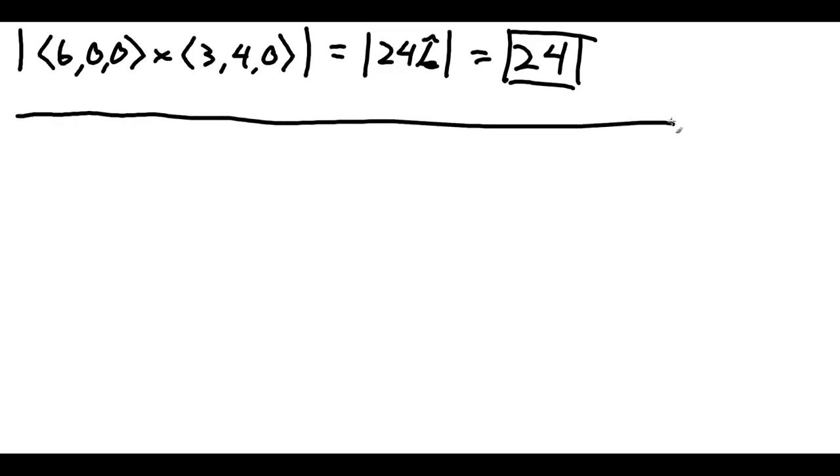I mentioned there are other approaches to evaluating determinants. So let's rewrite that 3x3 determinant we had. i j k, 6 0 0, 3 4 0.